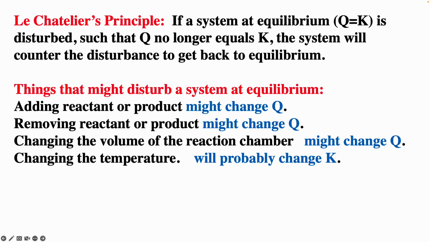Le Chatelier's principle says that if a system is at equilibrium and is disturbed such that Q no longer equals K, then the system will counter the disturbance to get back to equilibrium. And so we saw that adding or removing a reactant or product might change Q. Changing the volume of the reaction chamber might change Q. Changing the temperature will probably change K.